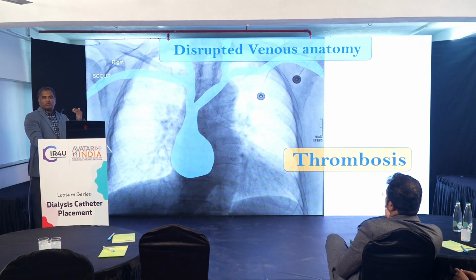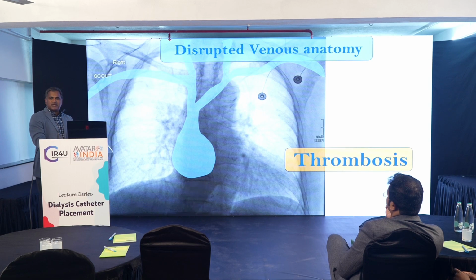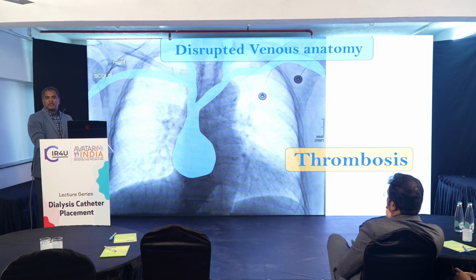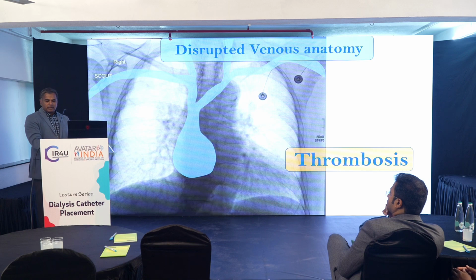Until now, we talked about the normal anatomy and then the variant anatomy. Then we come across acquired abnormality of venous anatomy. One of the commonest scenarios you come across, especially in the Indian continent, is when people have catheters for a long term. Over time the veins become thrombosed, occluded, or stenotic, and then you start developing collaterals.